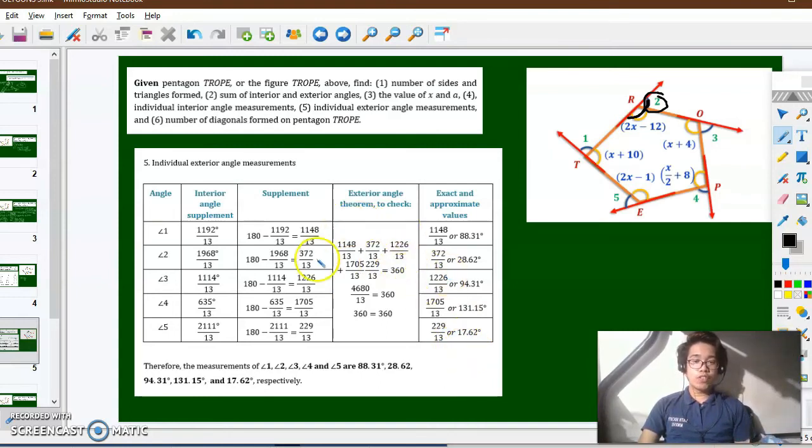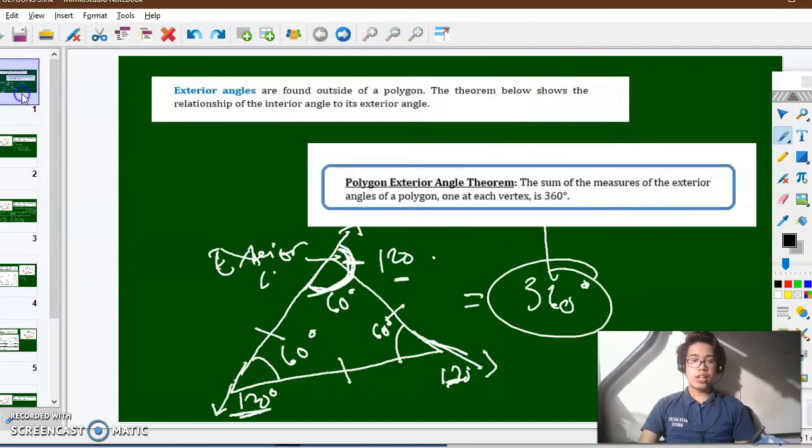If you add all five of these exact values, you get 4,680 over 13. We want to prove that this is equal to 360, because the polygon exterior angle theorem says that the sum of the measurements of all of the exterior angles in a polygon is 360 degrees.